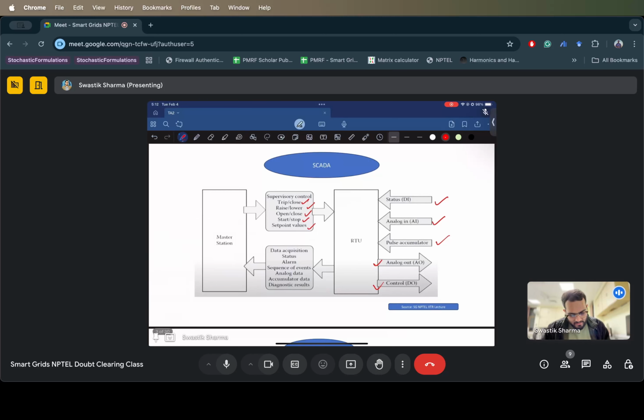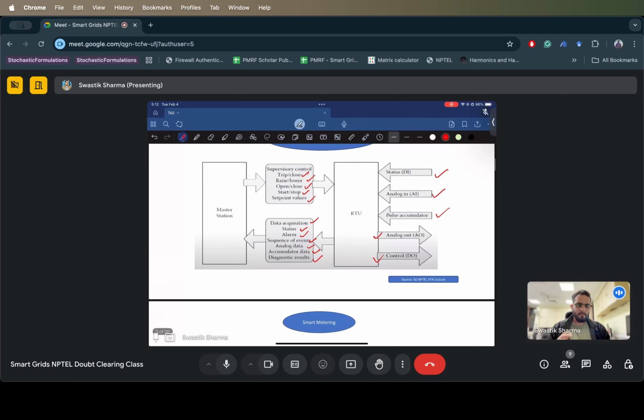So RTUs send all the data that is required. They send statuses of the relays, any alarms that have triggered, sequence of events, analog data, accumulator data, and diagnostic results. Let's say you're sitting someplace and you want to diagnose what has happened over there, right? Why the breaker closed? So it can send you diagnostic results as well. So this is the whole system of SCADA and how it operates with respect to the RTU, right?